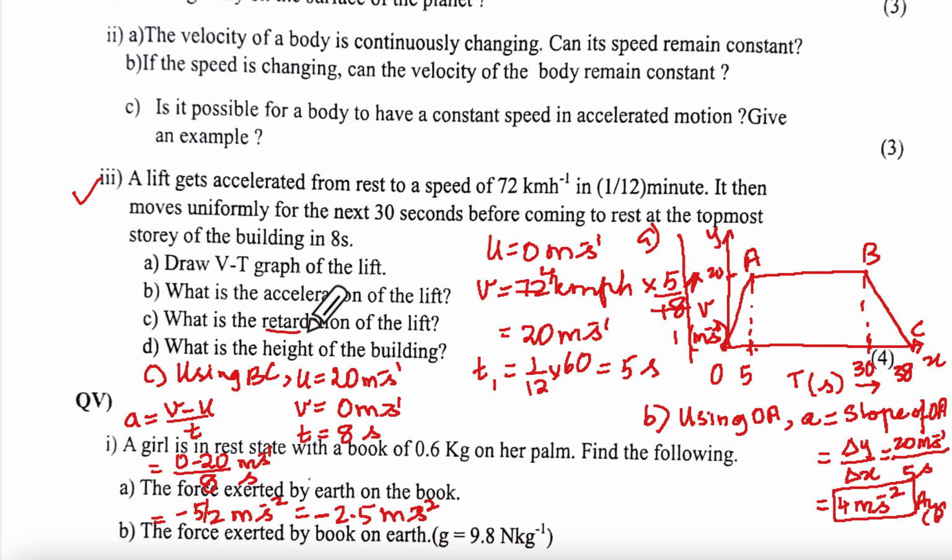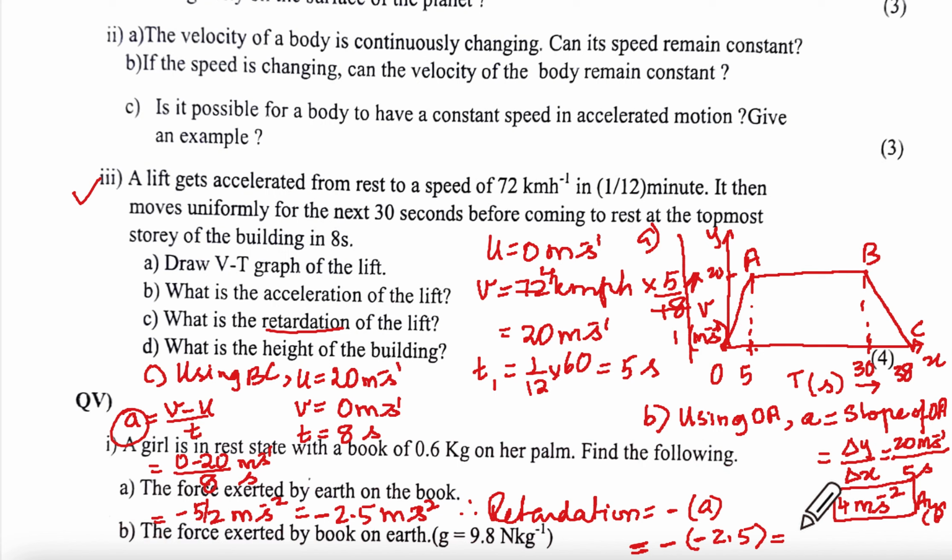But what are they saying? Retardation. So will you write A? What you'll write after that? Therefore retardation, tell me. Retardation is equal to minus acceleration, means minus into bracket minus 2.5, which is equal to 2.5 meter per second square. Understood how this was done?